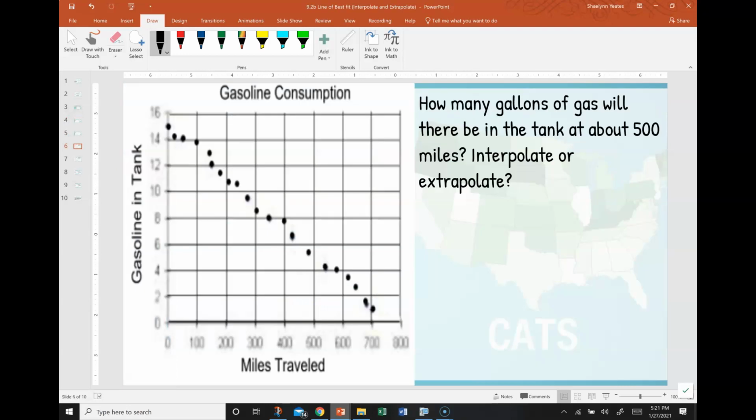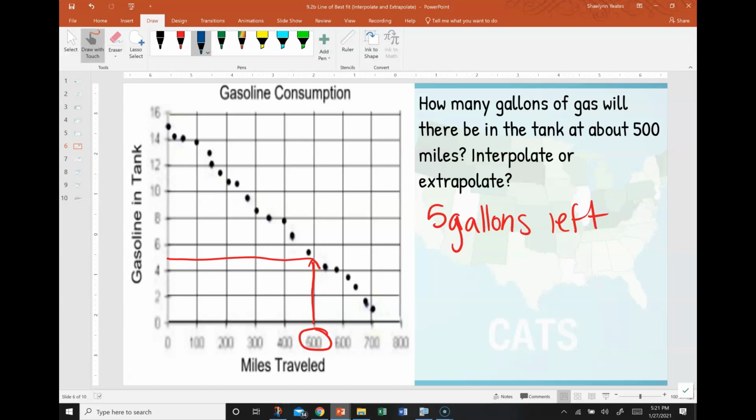Okay, so here's an example. We have miles traveled and gas in our gas tank. How many gallons will there be in the tank at about 500 miles? So I look at 500 miles and I look right there. That is about 5 gallons. This is obviously not an exact science right now. It will be later, but currently not an exact science.